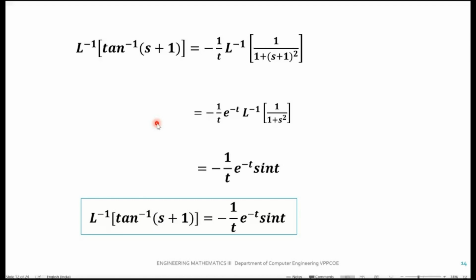Okay? Some problems are very simple. Only 2 or 3 problems are a little bit complicated; otherwise all other problems are simple. I've used the same formula for tan inverse, 1 upon 1 plus x square. When we see that s is replaced by s plus 1, e raised to minus t comes out. L inverse of 1 upon 1 plus s square is the inverse Laplace transform of the sine function. So e raised to minus t into sine t.